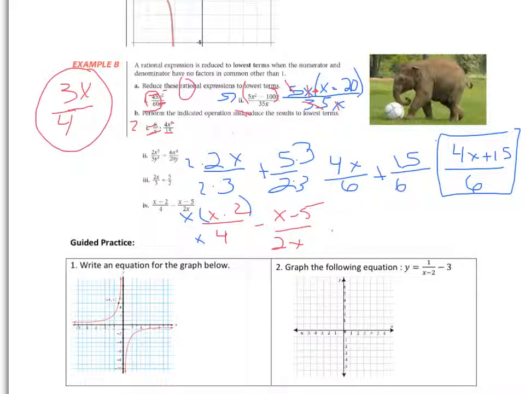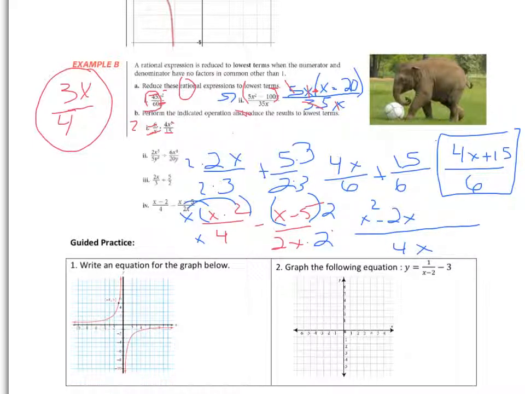And then on the bottom I have 2x, but I need 4x. So on the bottom of the other one I need times 2. And that means the top is also times 2. So if I multiply that out, x times x is x squared. X times negative 2 is negative 2x. And then on the bottom I have 4x.